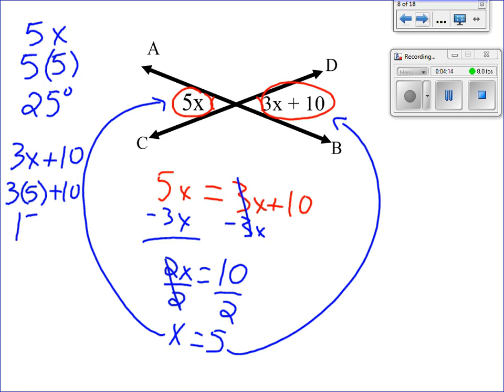3 times 5 is 15 plus 10. 15 plus 10 is 25 degrees. So now we know that they are exactly the same, which is what we wanted. They're both 25 degrees.